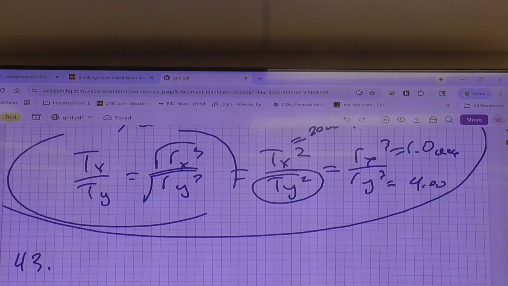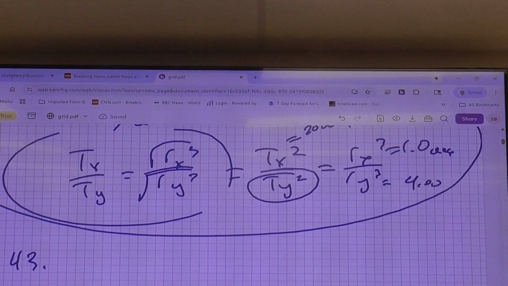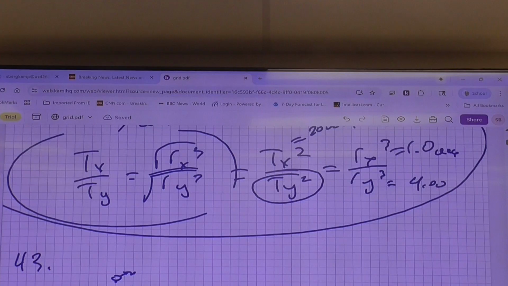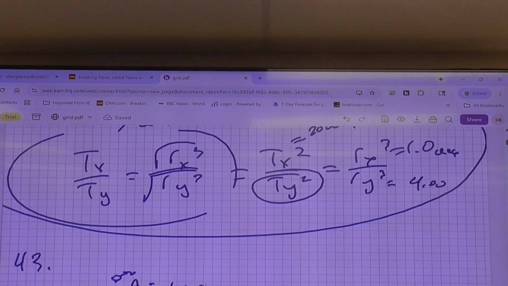So here's the story. Here's some random planet. Here's satellite A, and it has a speed of 10,000 meters per second. And A orbits at twice the distance from the center of the planet. Satellite B is twice the mass and orbits at twice the distance. So here's B, and we want to find its velocity.